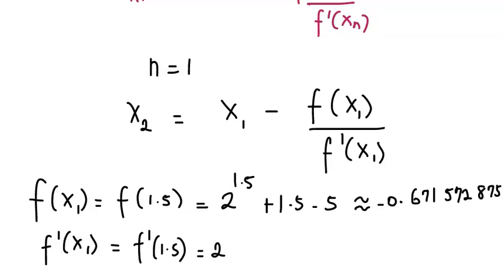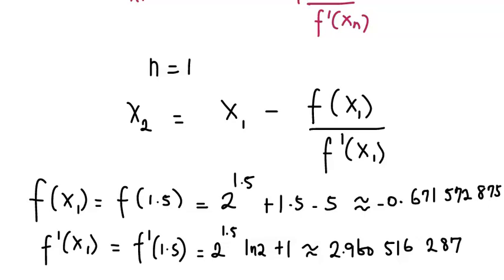So that will give us 2 raised to the power of 1.5, right? Multiplied by the ln of 2, then plus 1. So this one here is approximately equal to 2.960516287.